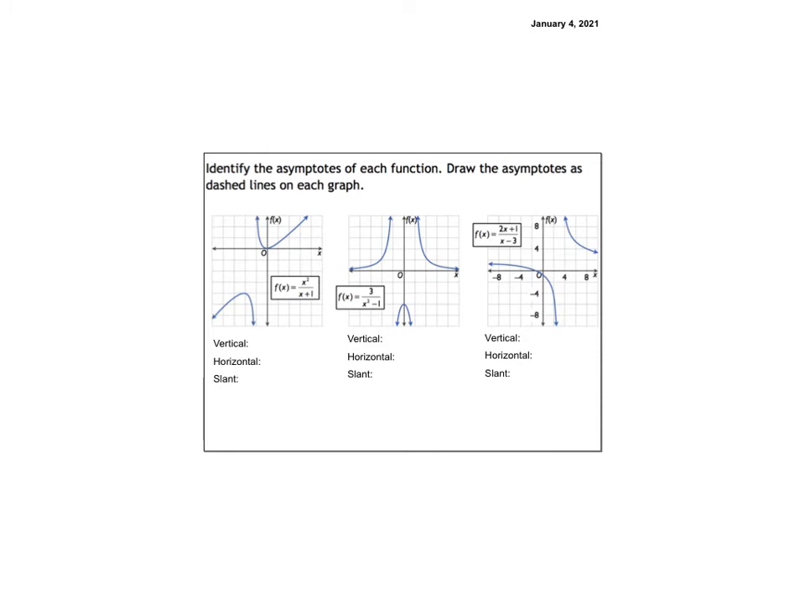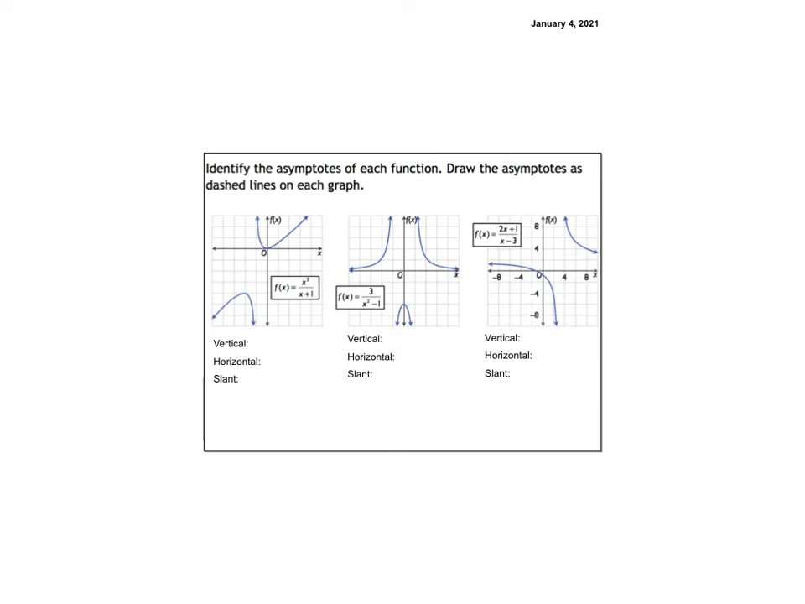All right, so here we are going to look at the asymptotes. We're going to determine if there are any asymptotes, and if there are asymptotes, what are they? So we're given the graph, we're given the function. Let's just go through our checklist.